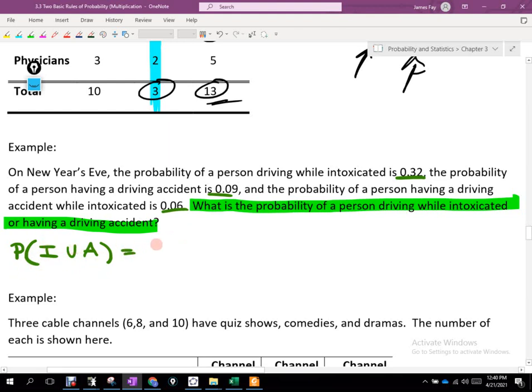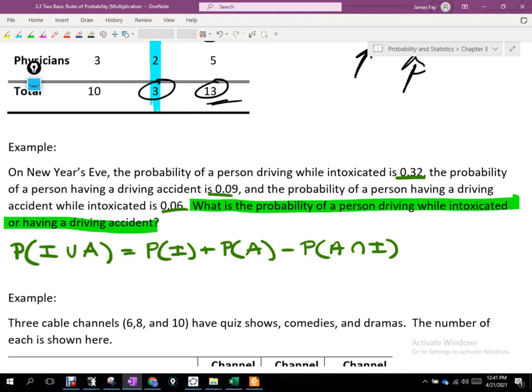Because it's "or," it's going to be the probability of being intoxicated plus the probability of getting in an accident, minus the probability of getting in an accident and being intoxicated. Because this is an "and" statement, and "and" statements turn into multiplication, and multiplication is commutative, I can say accident and intoxication, or if I want to reverse it, intoxication and accident. Does that make sense?